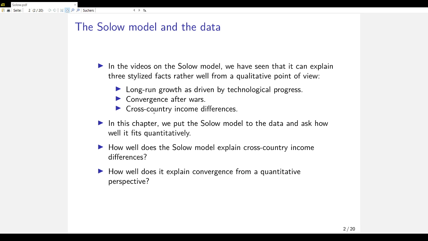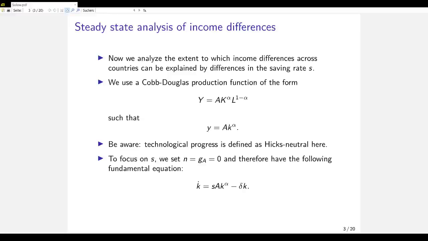In this chapter, we will now look at the fit of the Solow model to the data, and we'll ask ourselves how well it fits quantitatively, not only qualitatively. The first question is how well the Solow model can explain cross-country income differences. The second part is how well it explains convergence from a quantitative perspective. So what is the speed of convergence that the Solow model predicts, and what is the speed of convergence that is found in the data? First of all, we ask how well the Solow model explains cross-country income differences.